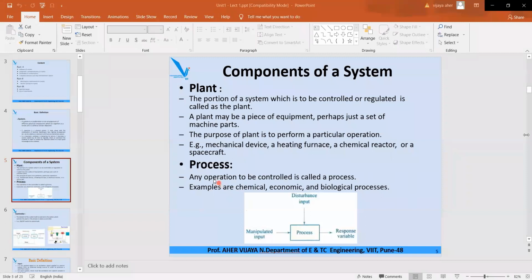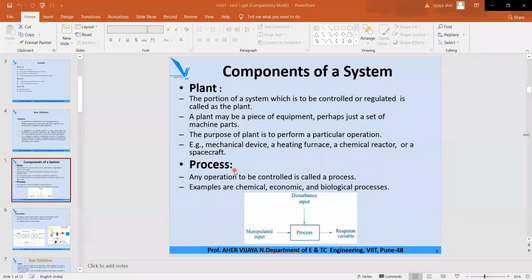Now coming to process. Now this is our main important point. Process. So what is process? Process means some physical form is transferred to another physical form by using a process. That is process. So any operation to be controlled is called a process.